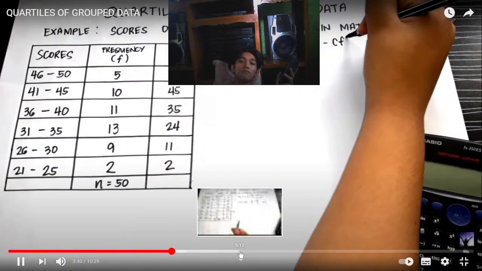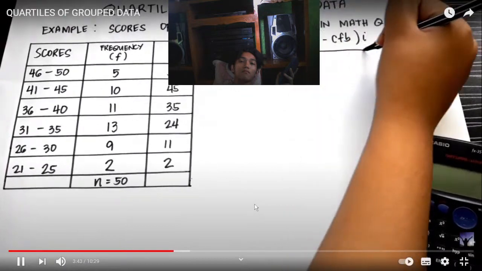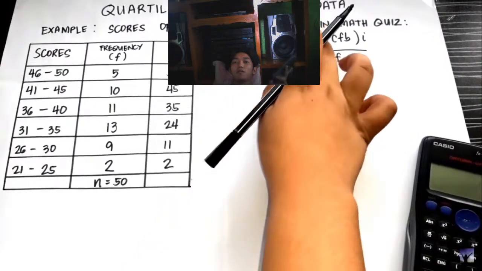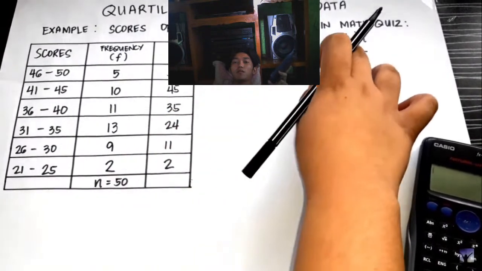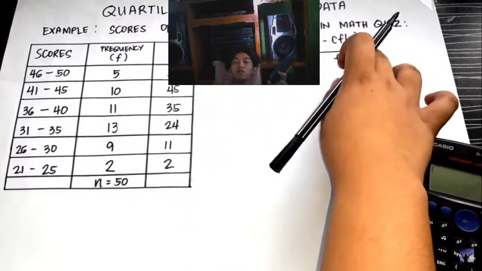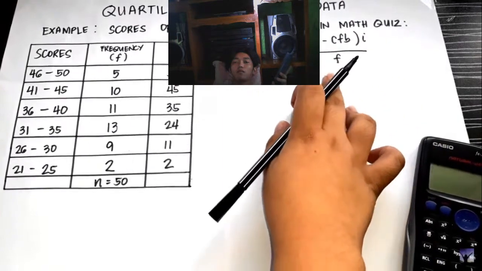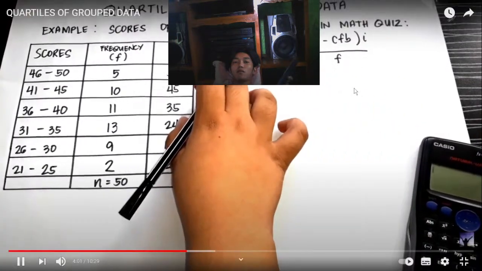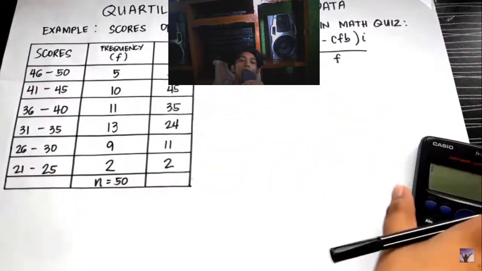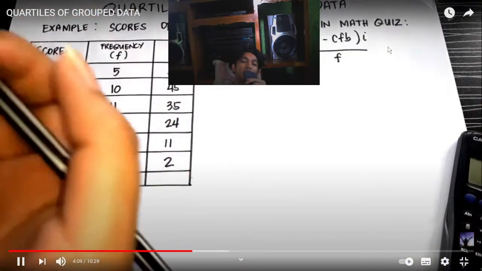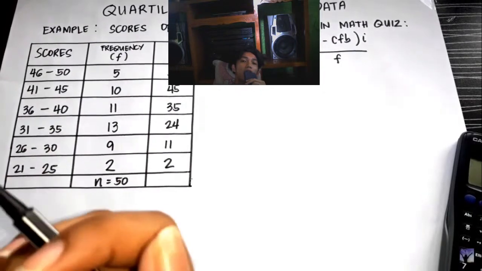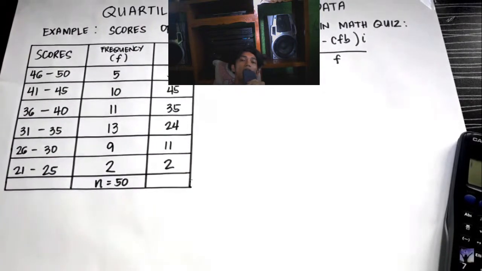Minus CFB times I all over F, where L is the lower boundary, N is the total number of frequencies, CFB is the cumulative frequency from below, I is the interval, and then F is the frequency of the first quartile. Okay, so our first step in getting the quartiles, this step-by-step process, everything we do here will be applicable to all quartiles. Only the formula will be different.